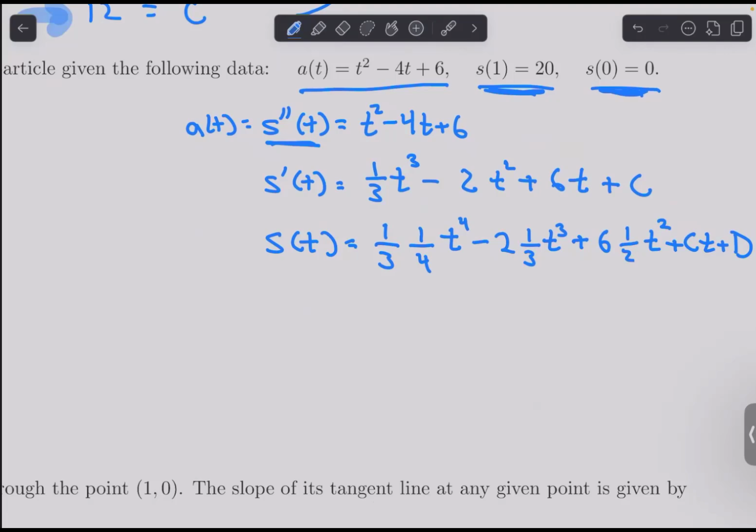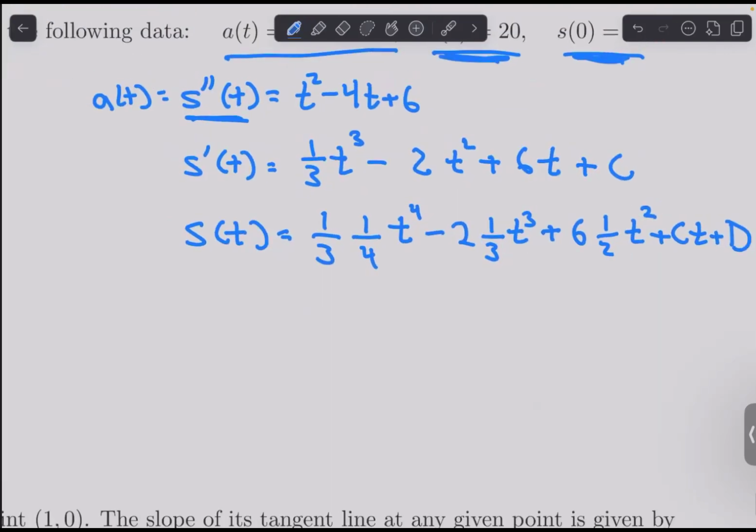I like zeros personally, so I'm going to go ahead and start plugging in zeros. So if I plug in 0 here, this is going to be 1/12 times 0 to the 4th, minus 2/3 times 0 cubed, plus 3 times 0 squared, plus c times 0 plus d. And when I plug in 0, I'm supposed to get out 0.